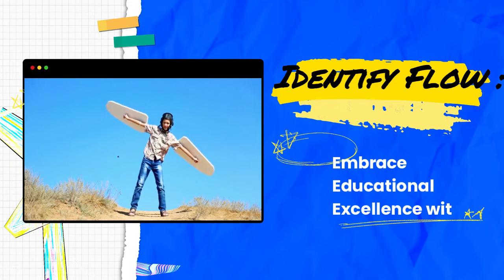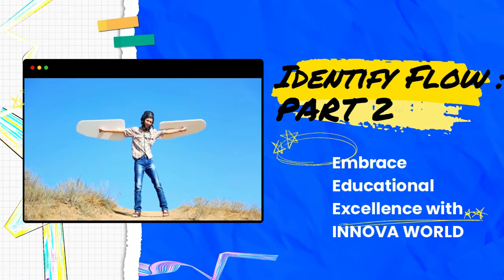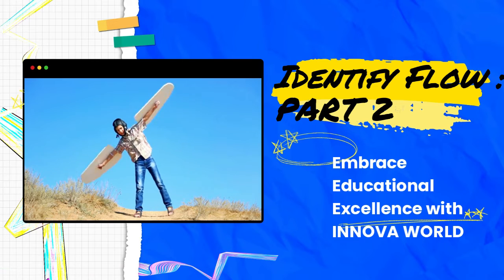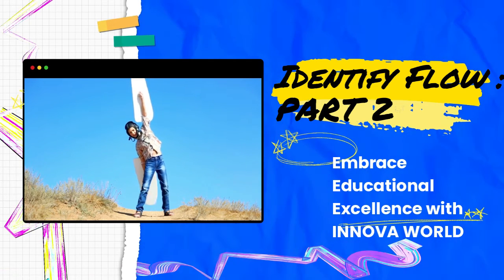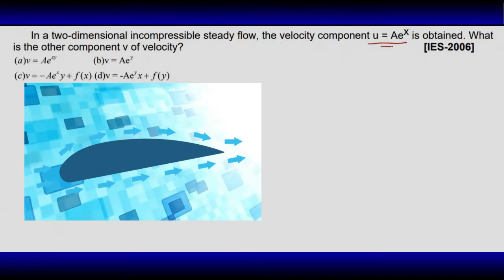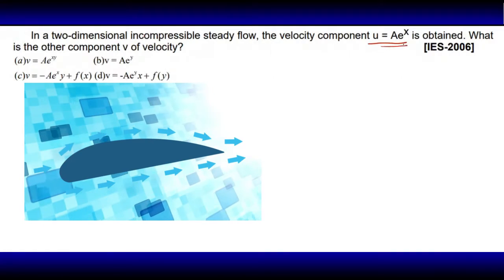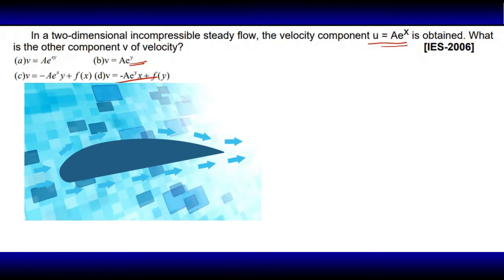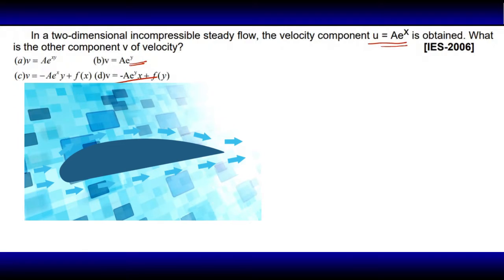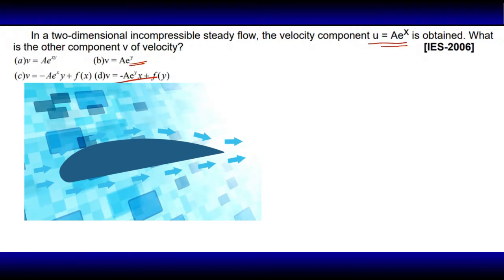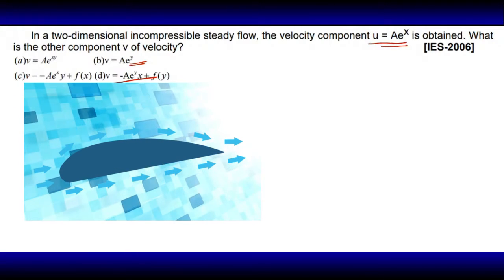Here we are going to discuss some of the problems. Mostly we will see how to identify the flow. Here what they have given is u. Ma'am, option D, ma'am. See, how will you resolve? The given data is u is given as a e power x.